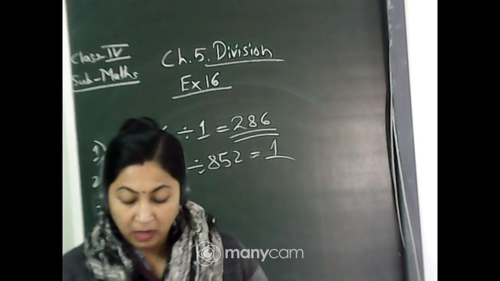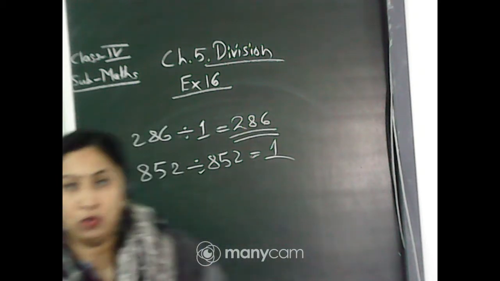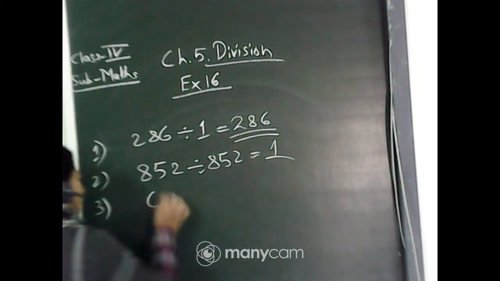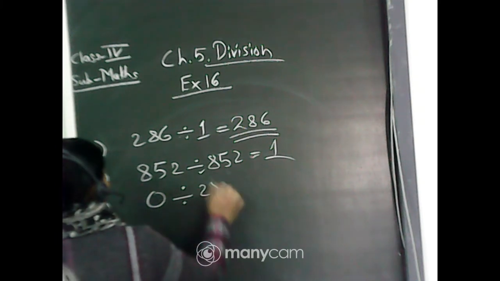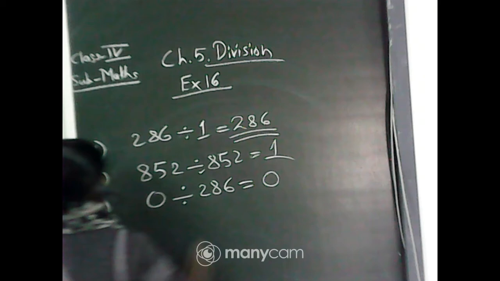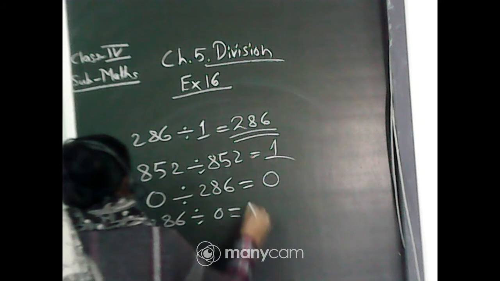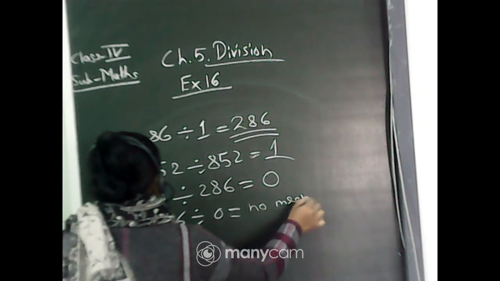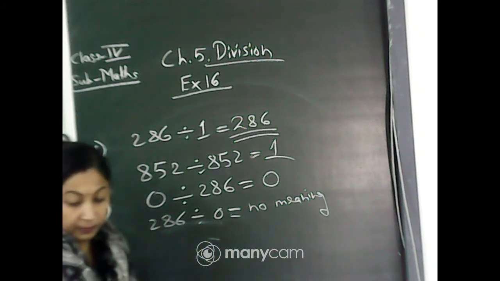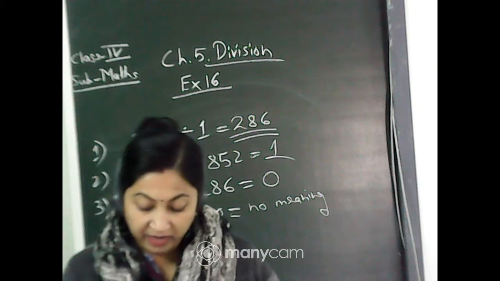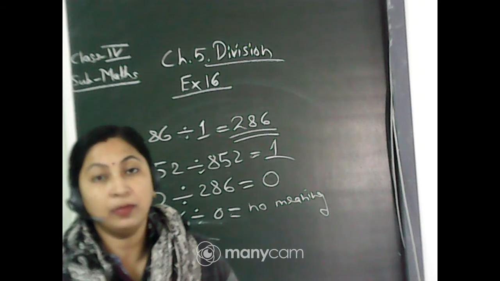Now number 4: on dividing 0 by a non-zero number, the quotient obtained is 0. That means if you are dividing 0 by any number, the answer will be 0. But you cannot divide the other way like this, this type of division has no meaning. And vice versa, when you are dividing 0 by any number, you are getting the answer as 0. So this is all about the properties of division.